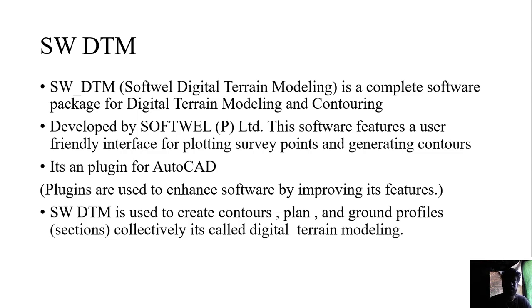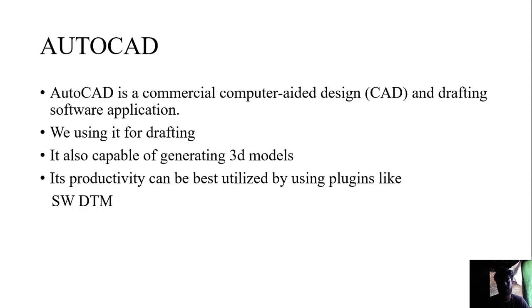DTM is used to create contours. This software is used to create contours, plans, and ground profiles like cross sections and L sections, longitudinal sections. Collectively, creating contours, plans, and ground profiles is called digital terrain modeling. This SWDTM software is used with AutoCAD.